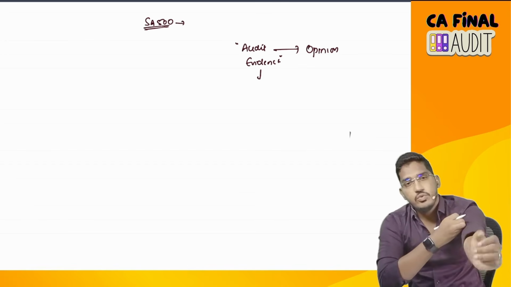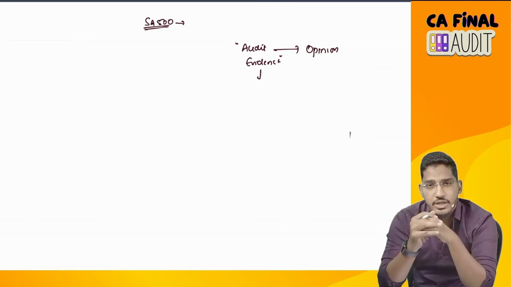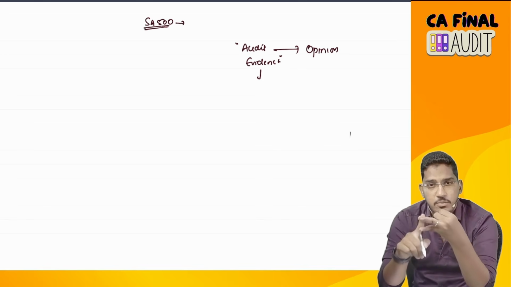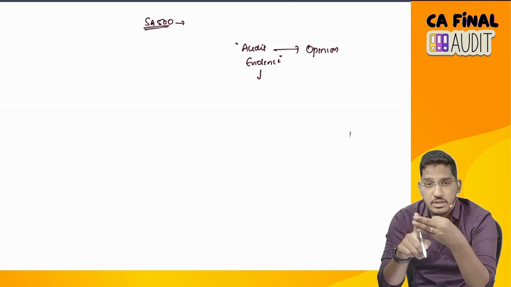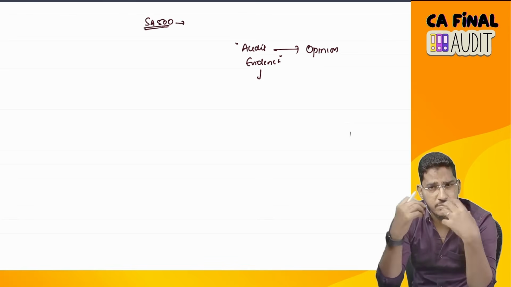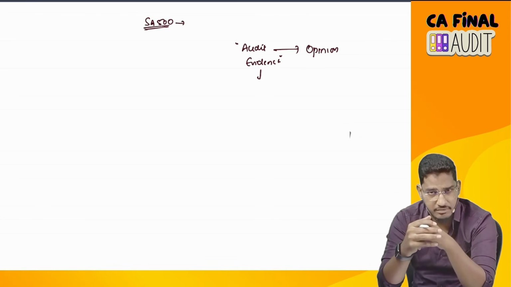So this standard will give you overall basic things relating to audit evidence, what methods are available, how we can obtain it, and the attributes associated with the term audit evidence. This standard is going to give you a brief overview of the concept of audit evidence.